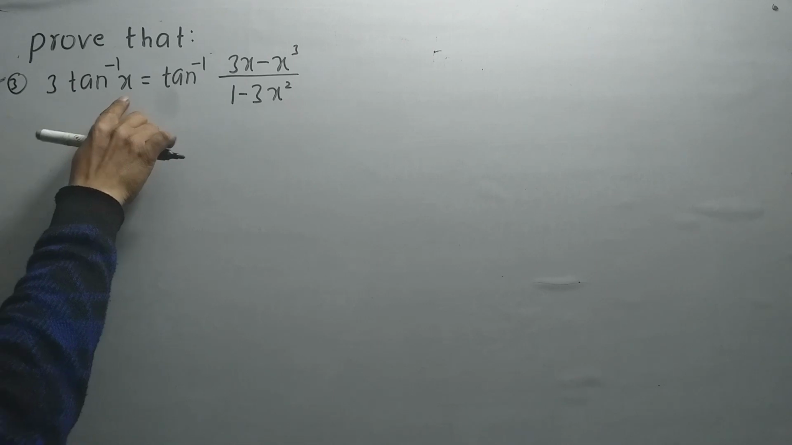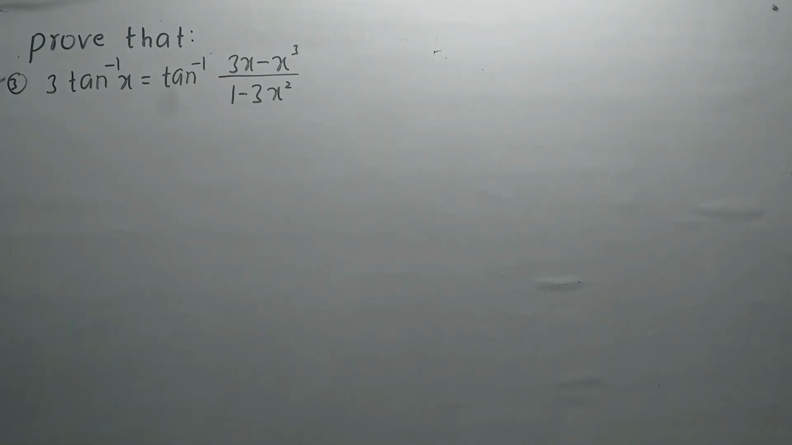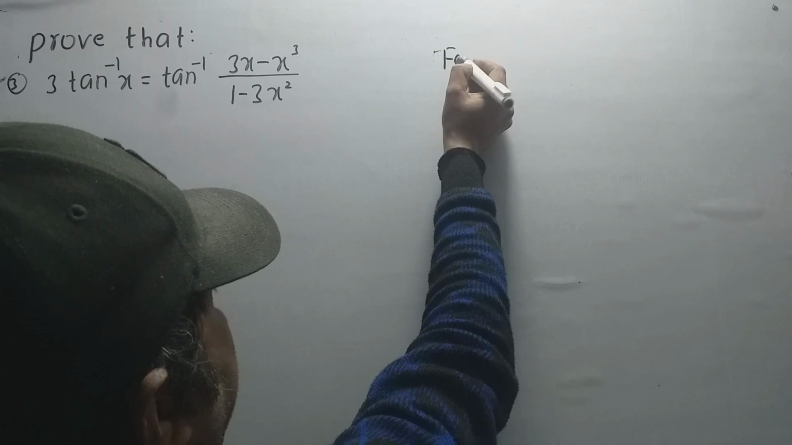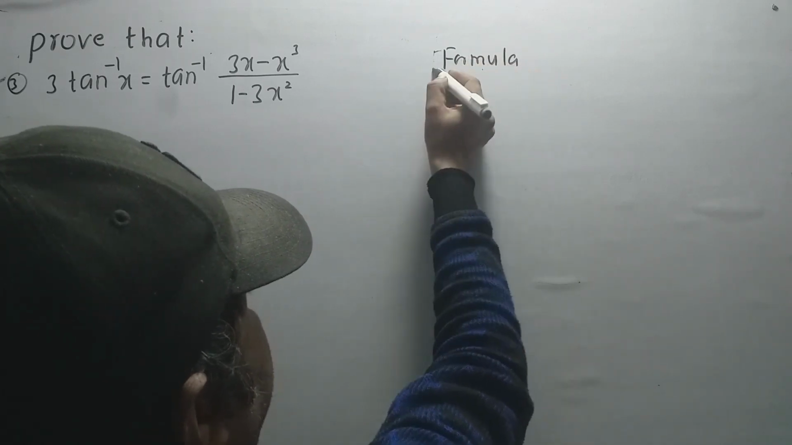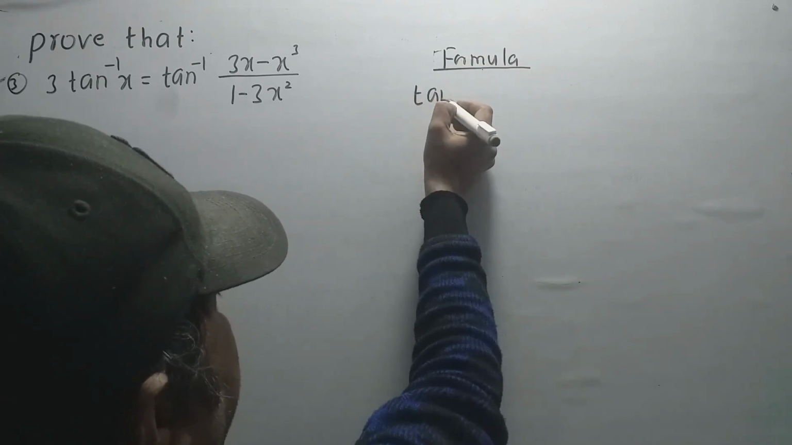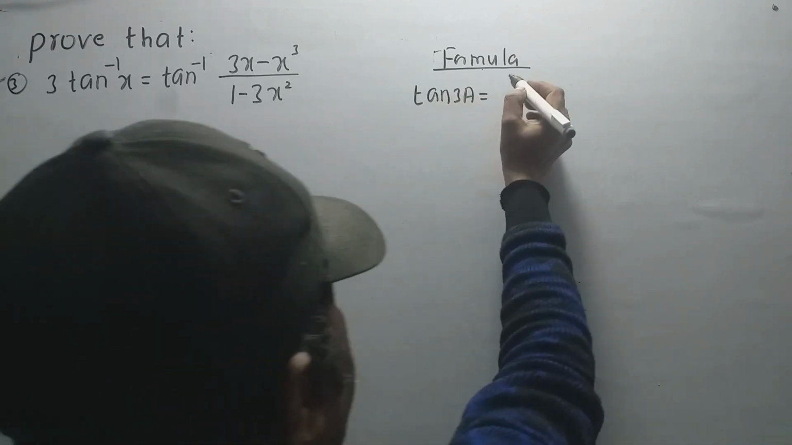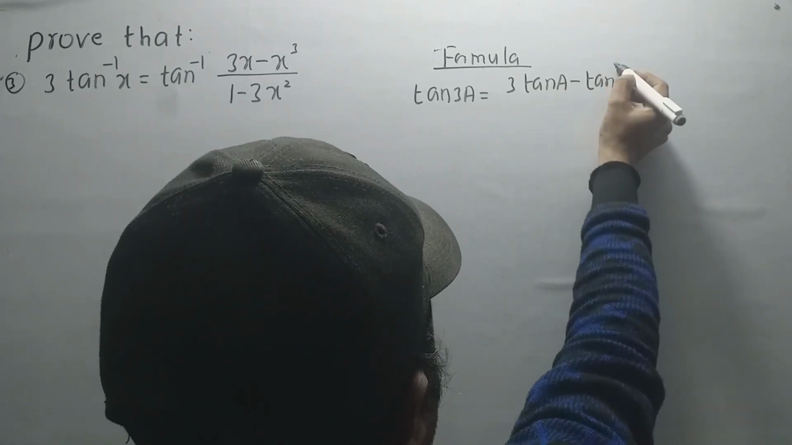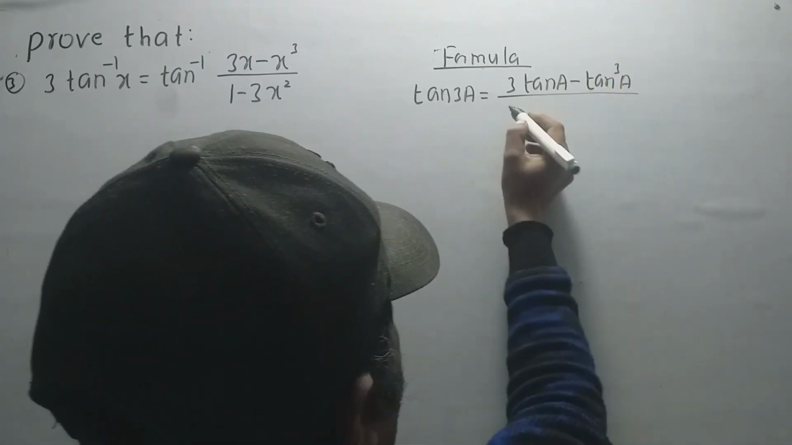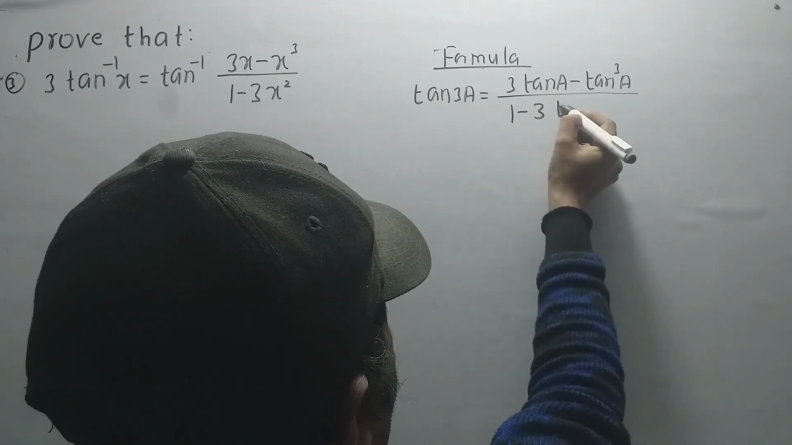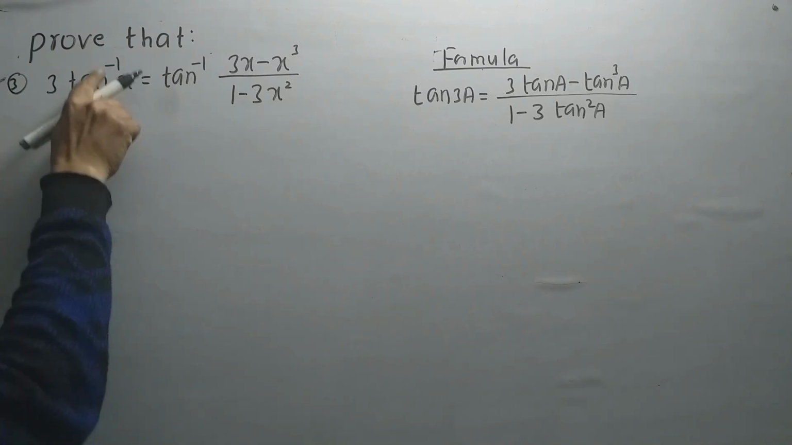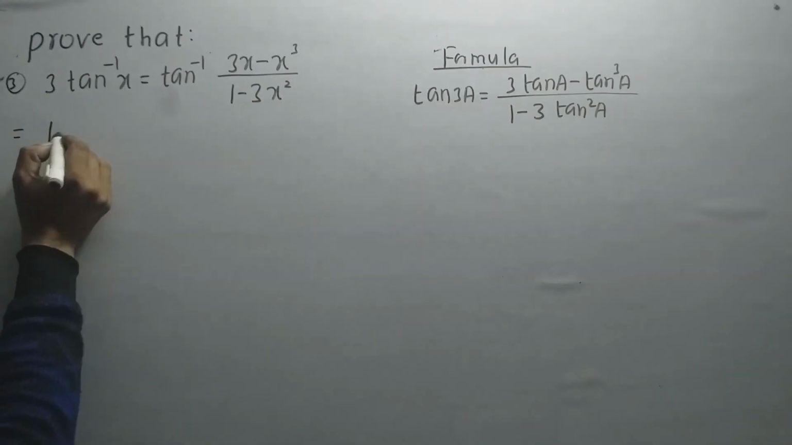Now prove 3 tan inverse x equals tan inverse of (3x minus x cube), the whole divided by (1 minus 3x square). But before proceeding here, you need to write the formula for tan 3a. Tan 3a has the formula 3 tan a minus tan cube a, the whole divided by 1 minus 3 tan square a. So for this tan inverse x, suppose that is angle a.